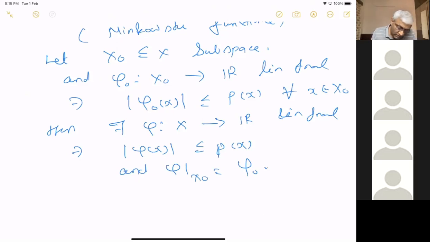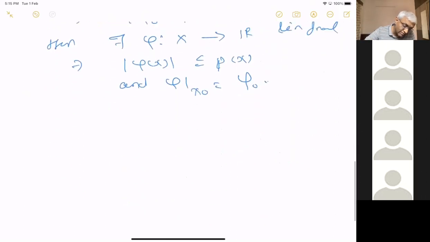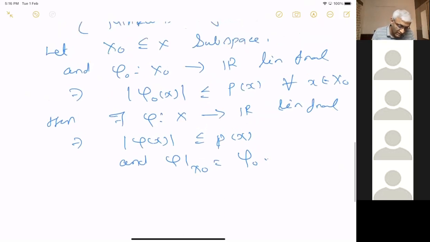So the problem with keeping this iPad horizontal is you cannot see much on the screen. If I keep it vertically, you can see more, but then the screen will be small. It's up to you. Since someone asked, I'm keeping it like this. So you can't see much in this.